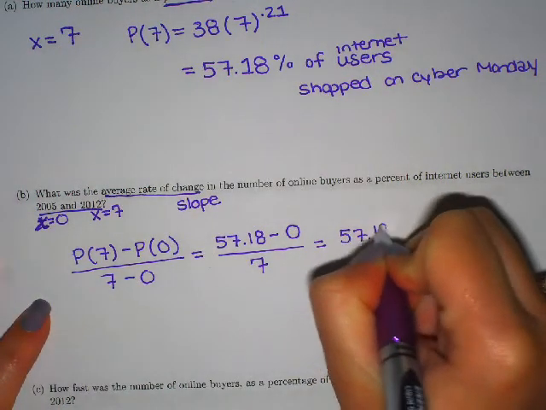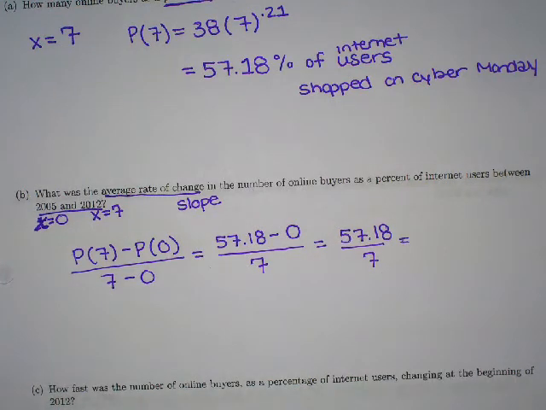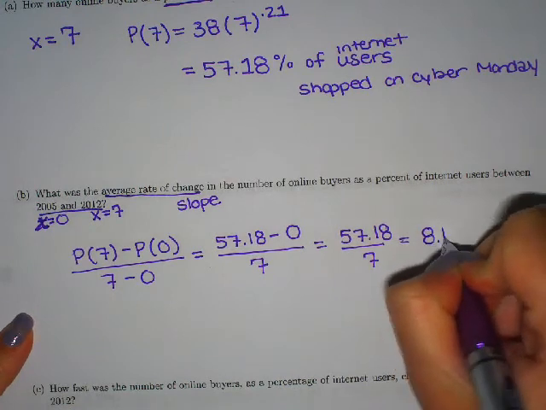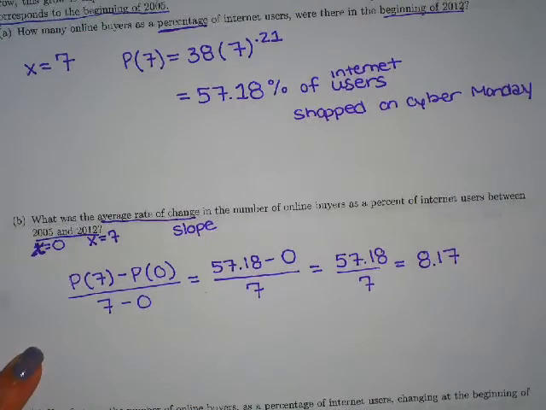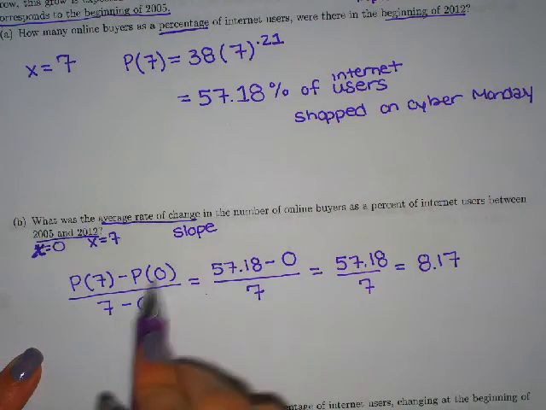So we're going to get 57.18 over 7. So when we subtract 0, it just stays 57.18. And what I get is about 8.17 what? It's an average rate of change, so it's going to have 2 units. It's going to have this output unit.